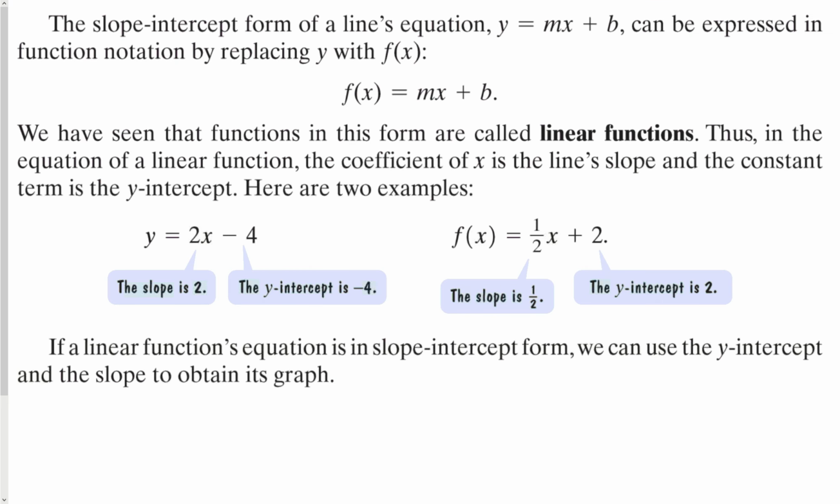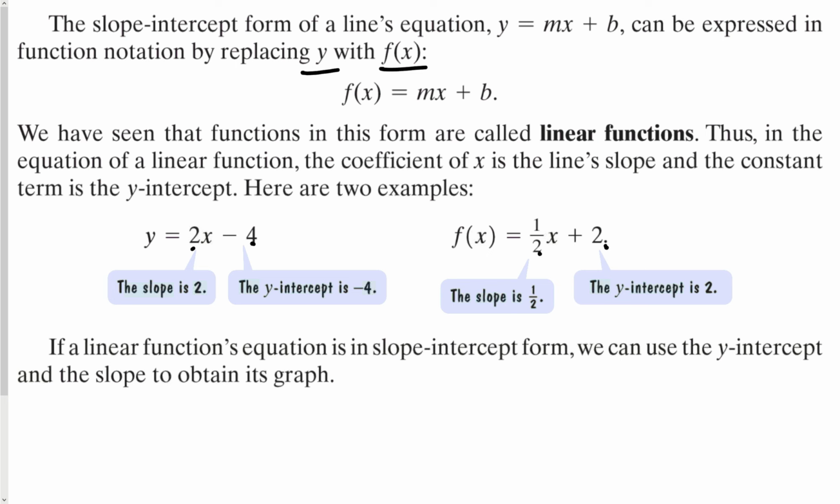The slope-intercept form of a line's equation can be expressed in function notation, simply by taking y and changing it into f of x. So we can say f of x is equal to mx plus b. And we have seen that functions in this form are called linear functions. So in the equation of a linear function, the coefficient of x is the slope, the constant term is the y-intercept. Okay?